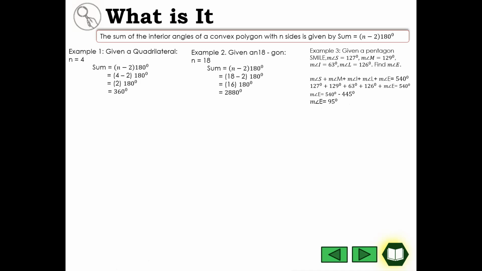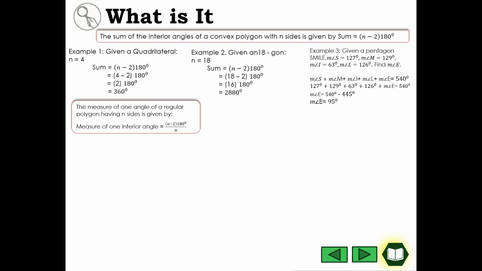Okay, so now we already learned how to get the sum of the interior angles of any convex polygon, whether it is regular or irregular. Now let us have the measure of one angle of a regular polygon having n sides. So to find the measure of one interior angle, we have here our sum formula from a while ago: quantity n minus 2 times 180 degrees, all divided by n.